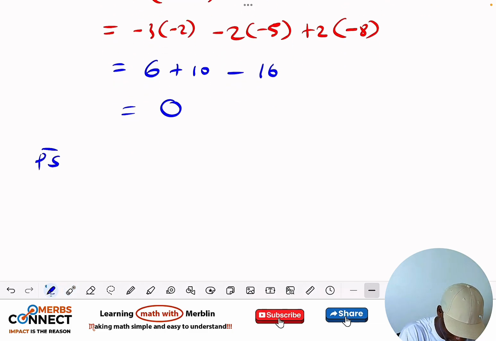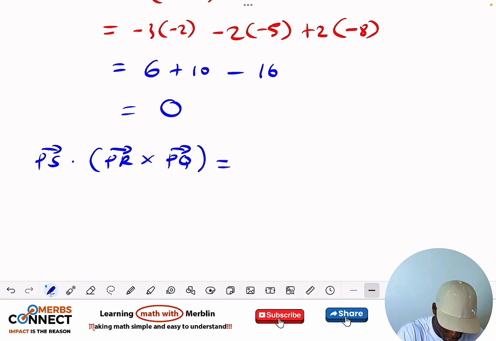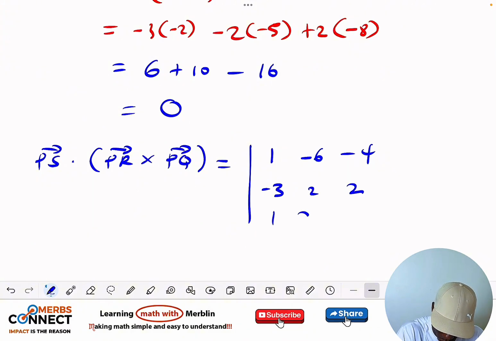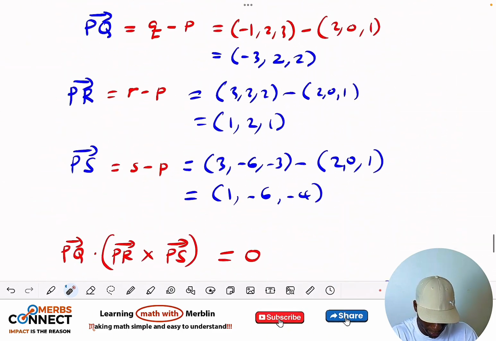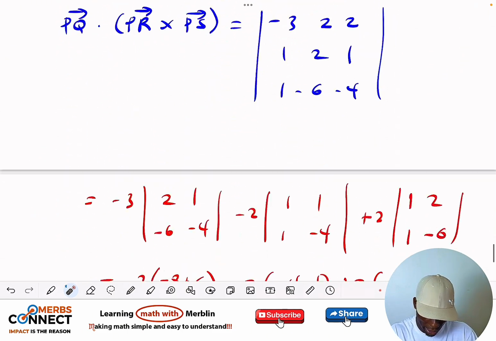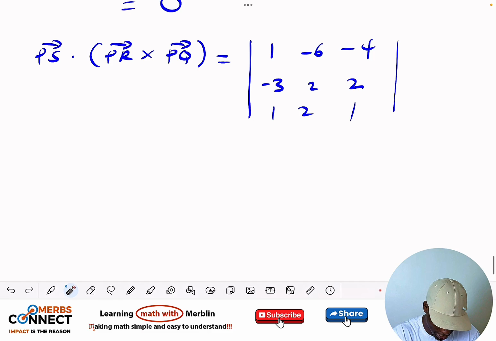So PS dot PR cross PQ. Good. So that's what we are looking for. So now let's build it. This is 1 minus 6 minus 4. This is minus 3, 2, 2, and this is 1, 2, 1 from what we had for this component from here. Now let's try and see if we are going to get 0 for this.